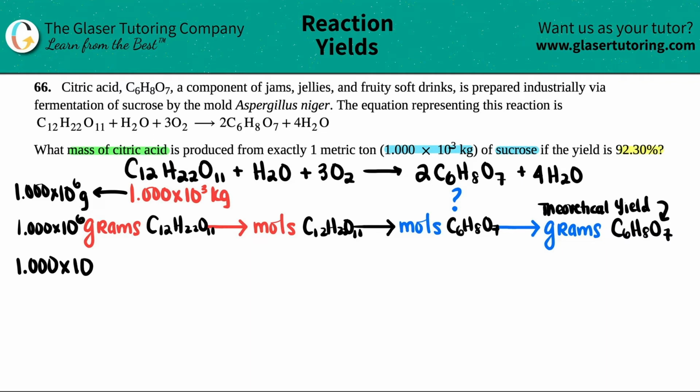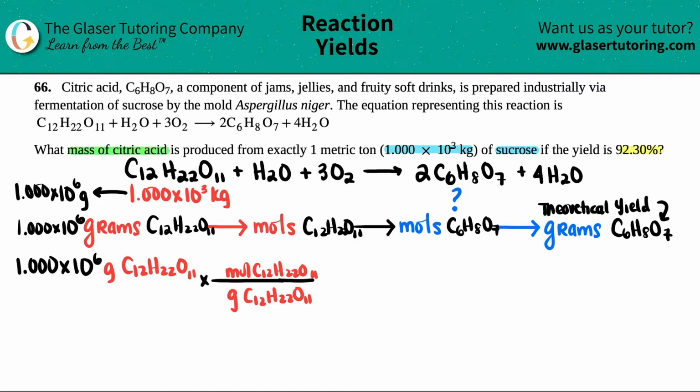1.000 times 10 to the 6th, and then we have grams of the sucrose, 11, times, maybe I'll do it in black like I usually do, times it by a ratio. We're going to put the grams of the C12H22O11 on the bottom. And then we're going to put the moles of the C12H22O11 on the top.